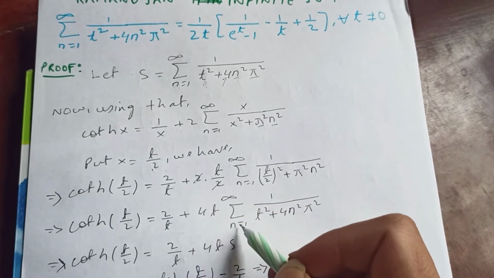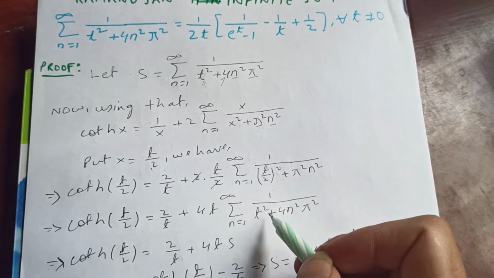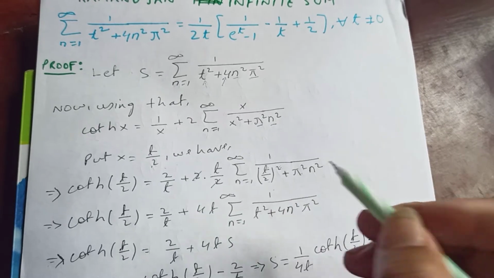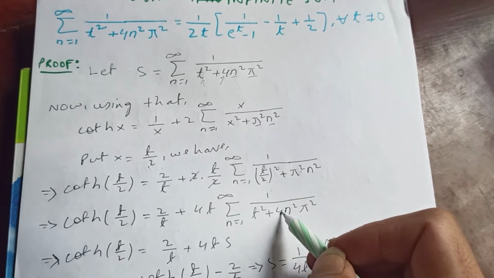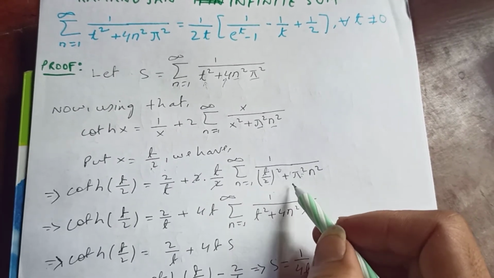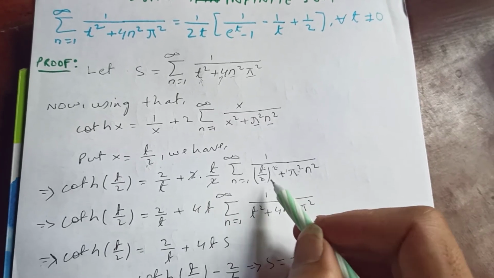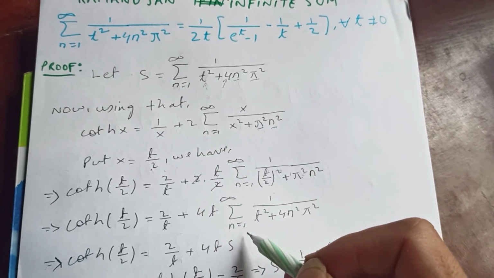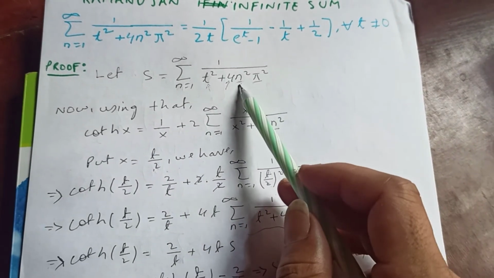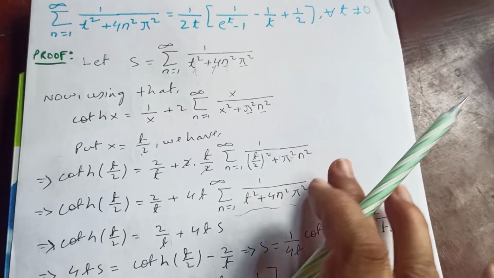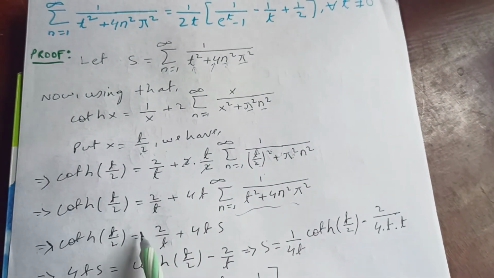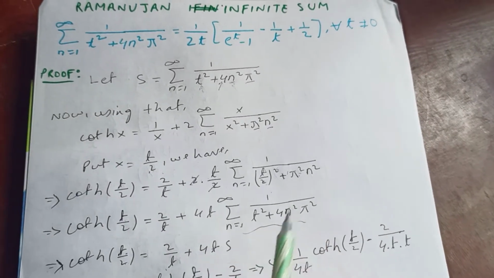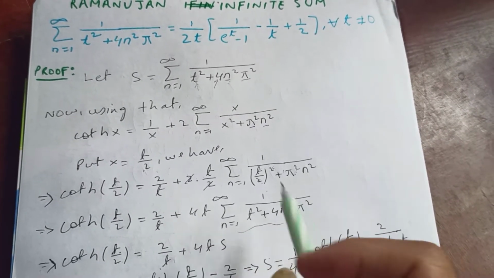Now if you simplify them, this 4 will come out here. So 4t times the sum from n equals 1 to infinity of 1 upon t squared plus, now taking the denominator LCM, you will get 4 here, this 2 squared, 4 coming here, and upon 4, that 4 is coming out here, so you get 4n squared pi squared. So this is exactly this one, right? Therefore coth of t upon 2 is nothing but 2 over t plus 4t times this part, which is nothing but S.